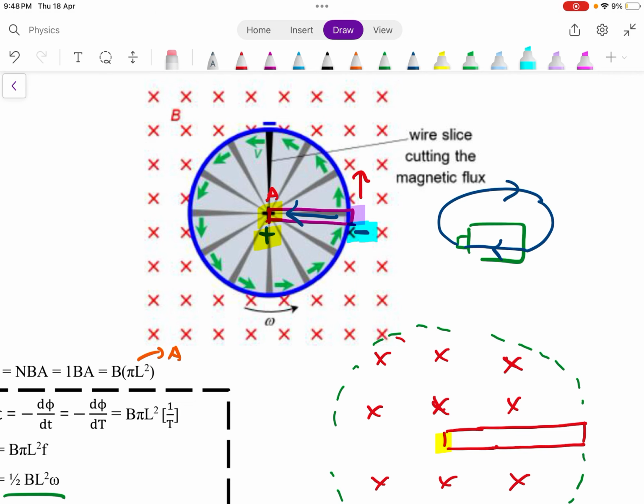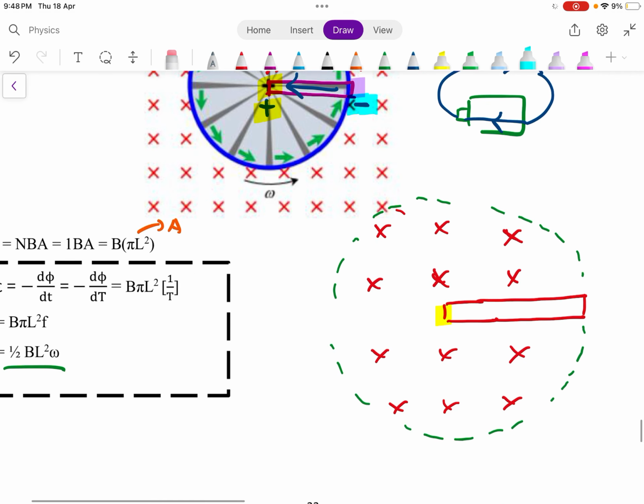Okay, so I can also use the electron model to help me explain. So for example, I have a rod. This rod is rotating in a circle, of course, inside the B field. Imagine that there are electrons in the metal rod. So these are all the electrons, and of course, I understand that the electrons are moving in this particular direction.